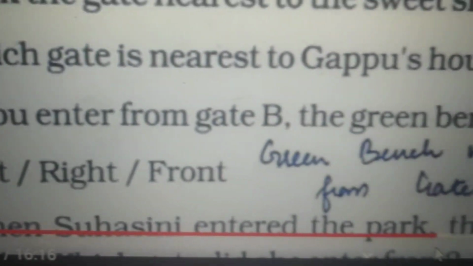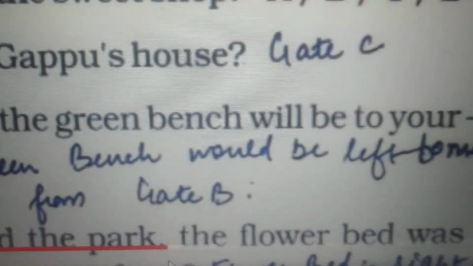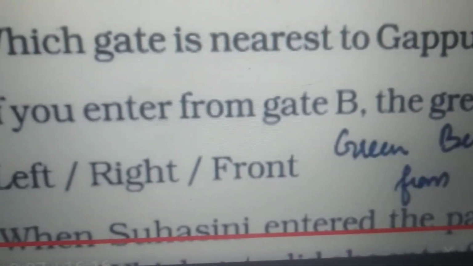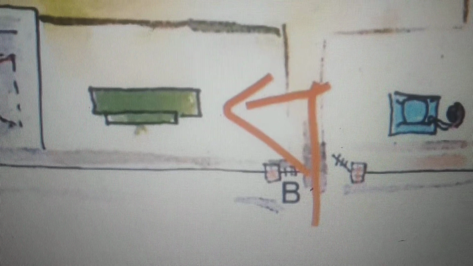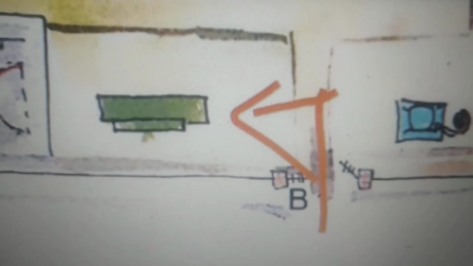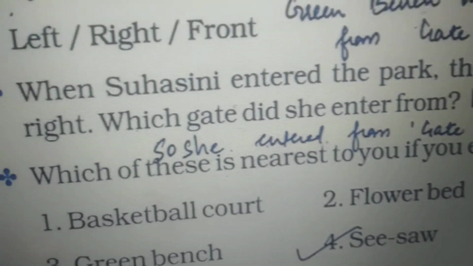Next question. If you enter from gate B, the green bench will be to your left, right or front. This is gate B, and if we enter from gate B, as is quite obvious, the green bench is on the left side.